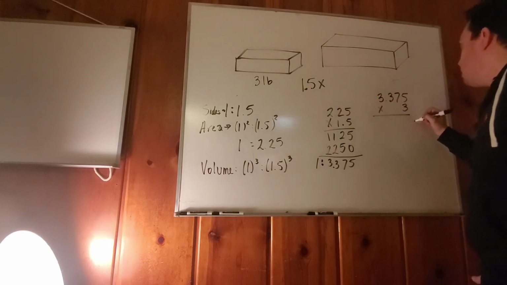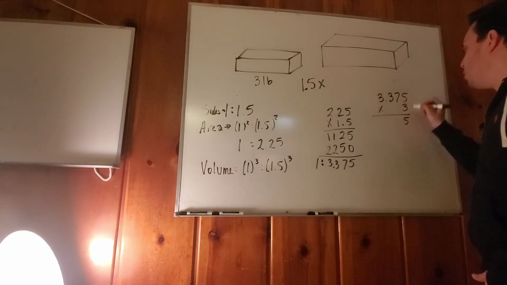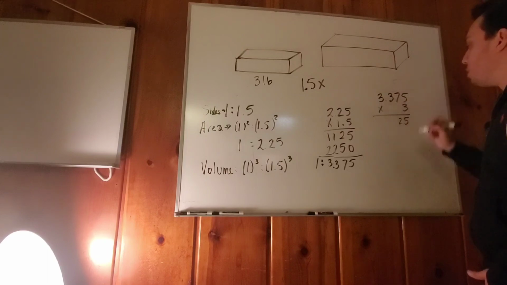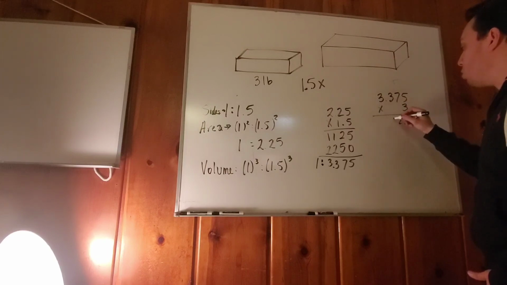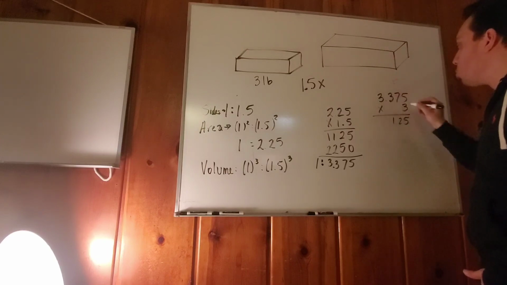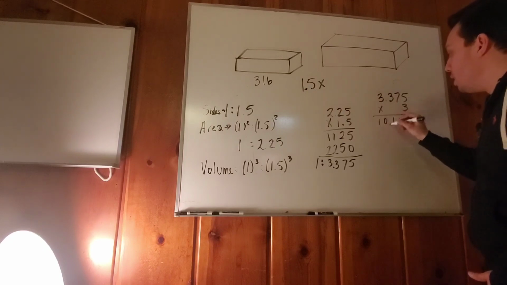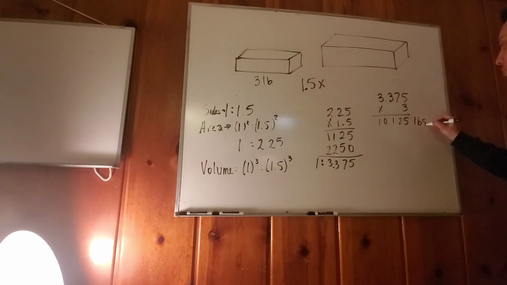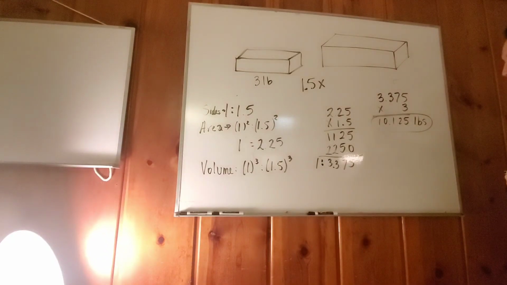5 times 3 is 15, and a 1 goes up. 7 times 3 is 21 plus 1 is 22, and a 2 goes up. 3 times 3 is 9 plus 2 is 11, and a 1 goes up. 3 times 3 is 9 plus 1 is 10. It's going to be 10.125 pounds. So the bigger brick is 10.125 pounds.